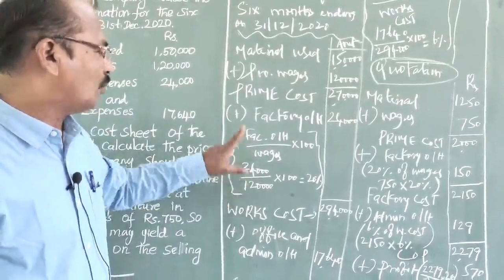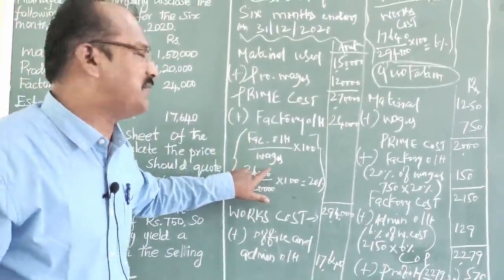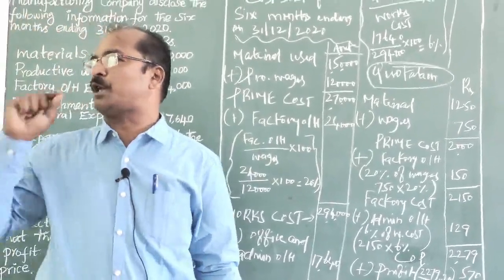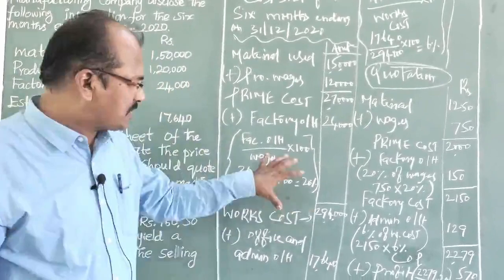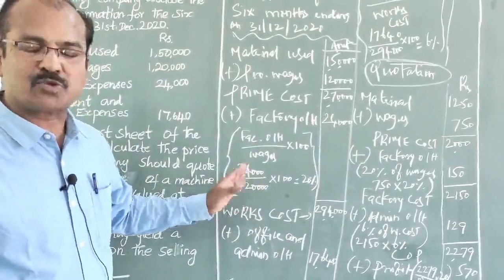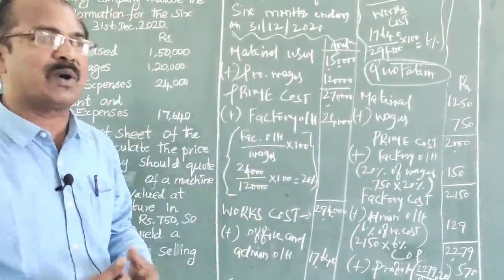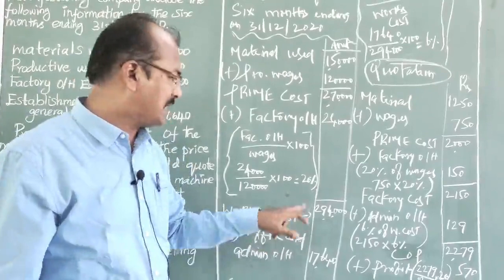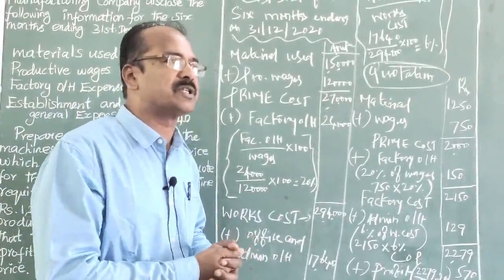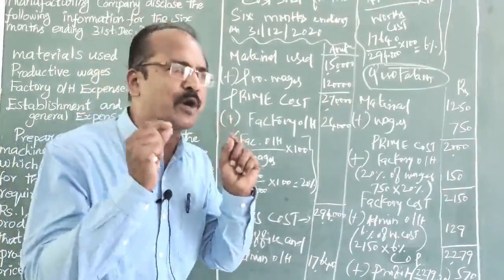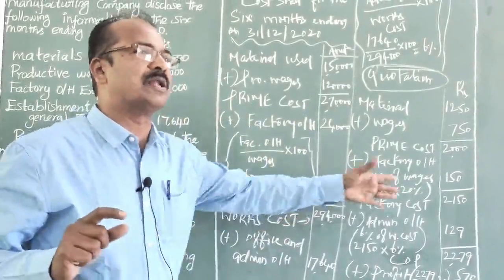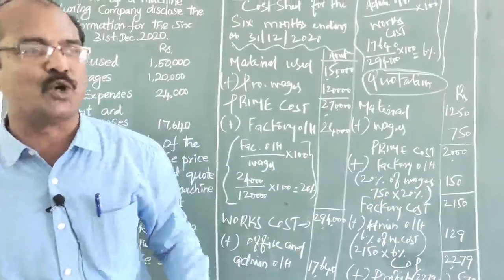What I have done? Factory overhead divided by wages into 100. What is the percentage of factory overhead on productive wages? That is what I have calculated. This could be utilized over there in preparing the quotation. How? It comes 24,000 rupees factory overheads divided by 1,20,000 rupees productive wages into 100. It gives me the percentage of 20. What is meant by this 20%? 20% of productive wages is nothing but factory overheads. This could be utilized in the quotation which we are going to prepare.